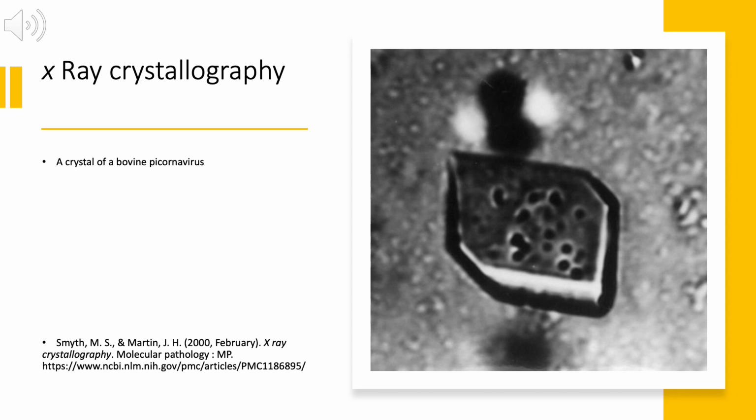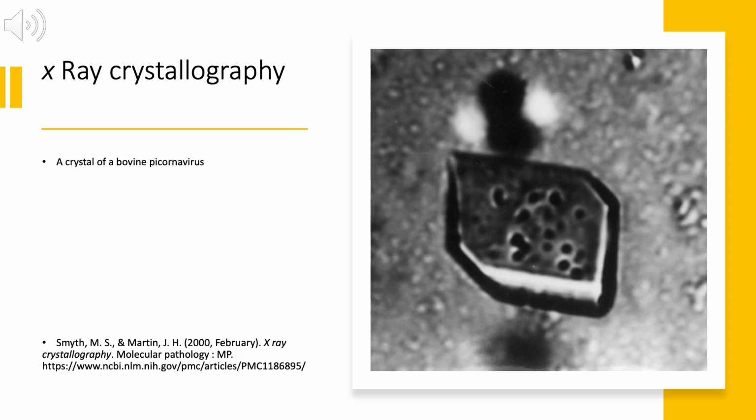This figure is one which I borrowed from the X-ray crystallography manuscript. If you look closely, you can tell that this figure is a picture of a crystal of a bovine picornavirus, which measures 0.2 millimeters, which is actually the longest dimension, grown using ammonium sulfate as the precipitant and using microdialysis as the apparatus.